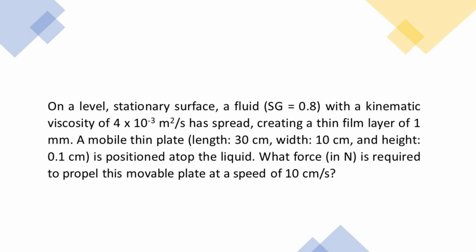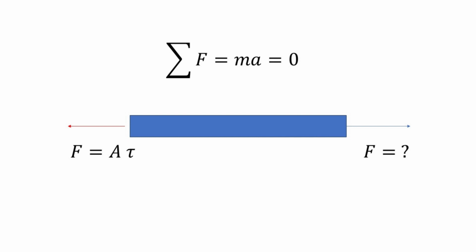Question: what force in the unit of Newton is required to propel this movable plate at a constant speed of 10 cm per second? Solution: as we were told, the moving plate is moving at a constant speed as it is being pulled by an external force. This external force is unknown. However, if an object moves at a constant velocity, its acceleration is supposed to be zero. According to Newton's second law, the sum of all the forces along the direction of this movement should be zero.